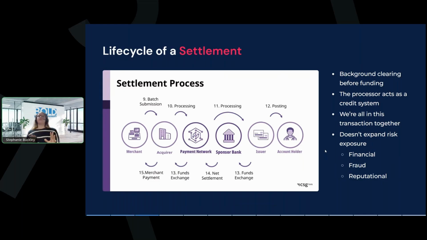So during the life cycle of the settlement, what most people don't know, or they might know it but maybe forget, or maybe just don't want to believe it, is that every other part of the transaction process, every other stakeholder acts as a credit system for the merchant. So as much as a merchant would like to think that as soon as they exchange payment for goods and services, that money is in fact theirs, the terminal itself does not spit out cash in order for them to be able to get paid immediately.